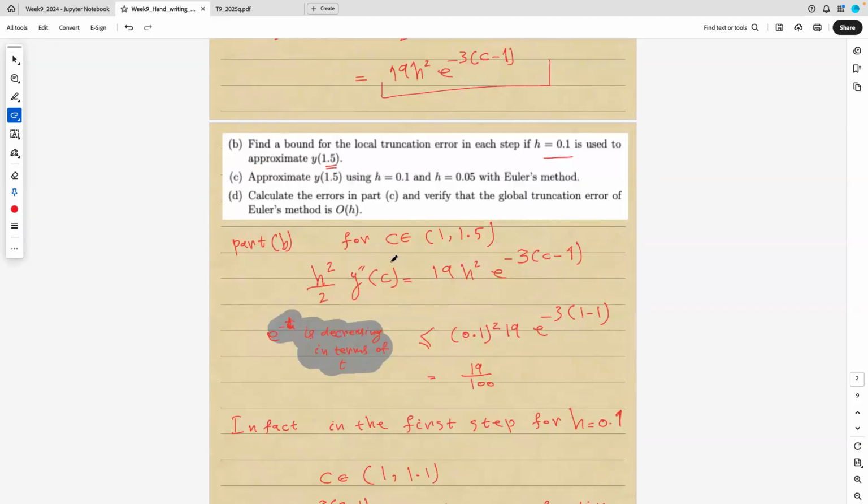So part B, in this process C or psi will belong to 1 and 1.5. So to find the upper bound, or bound actually, we will use the step size h. So 19h squared e to the minus 3c minus 1. e to the minus 3c minus 1 is a decreasing function because it's like e to the minus t. So it's like this function here.